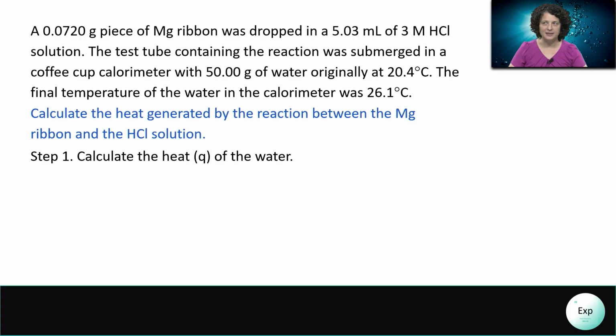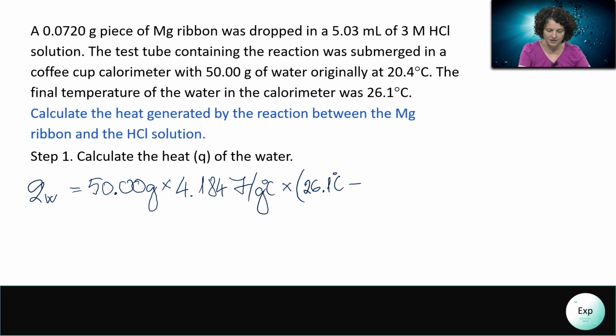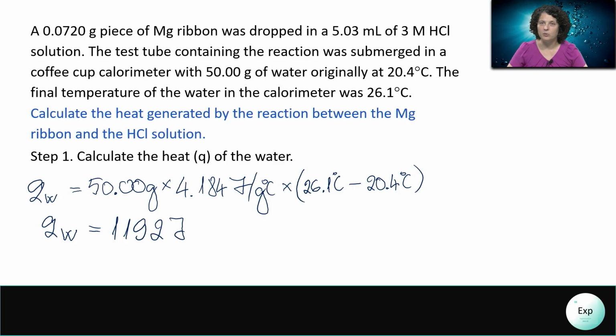Our first step is to calculate the heat of the water. For that, we're going to use the mass of the water, which is 50.00 grams. We're going to multiply that by the specific heat of water, which is 4.184 joules per gram Celsius. And then we'll multiply that by the temperature difference, which is final temperature, 26.1 degrees Celsius, minus initial temperature, 20.4 degrees Celsius. We close the parentheses and perform our calculation, giving us a heat of water of 1,192 joules. This should be a positive value because the temperature of the water went from lower to higher value.